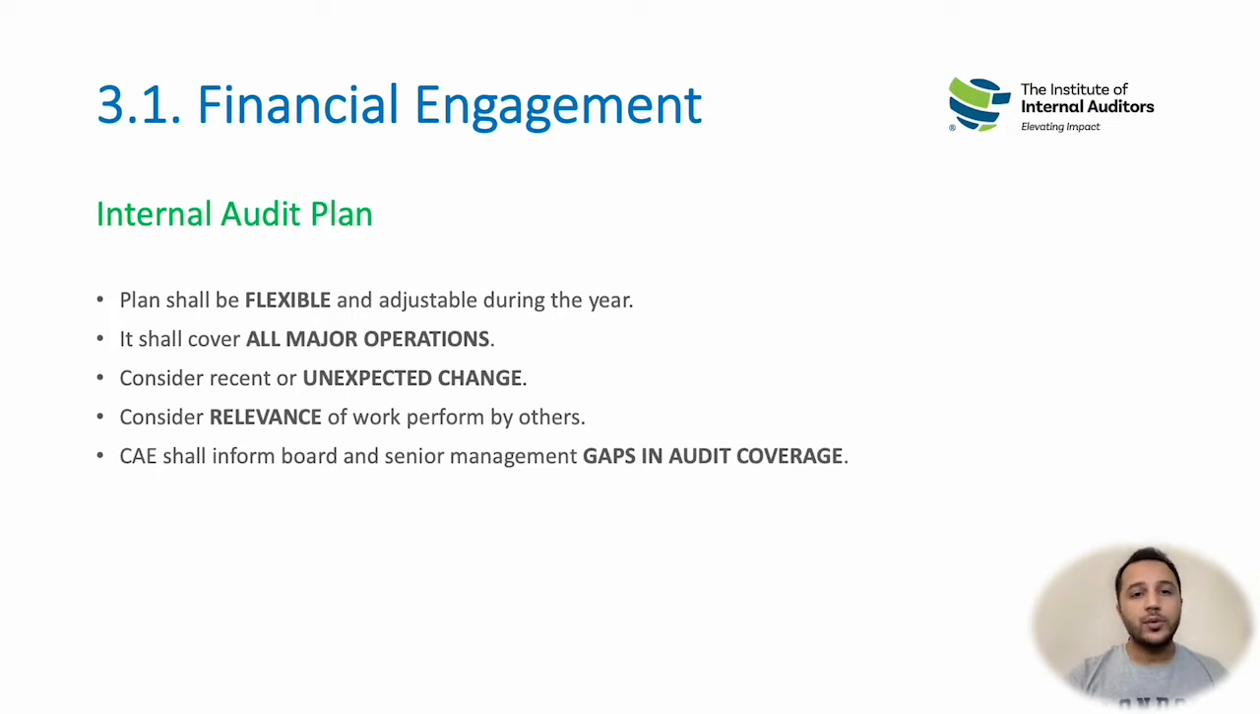The CAE shall inform the board and senior management of gaps in audit coverage. So if there are gaps, you have to mention them. It happened to me that I was carrying out an expense review, but I felt that the VAT, value added tax, area was quite extensive, and I didn't have the resources and had a time constraint, so I removed that area from my audit scope, which I ultimately informed to the audit committee. So if that is the case, you have to inform the audit committee so they know which area you are giving the assurance about and which area you haven't touched base upon.